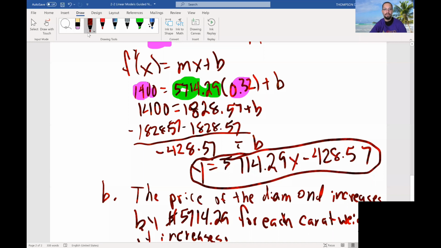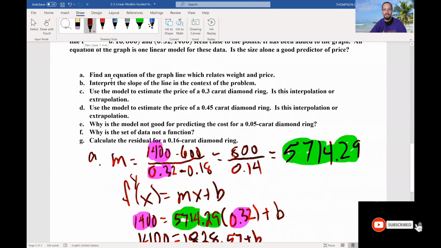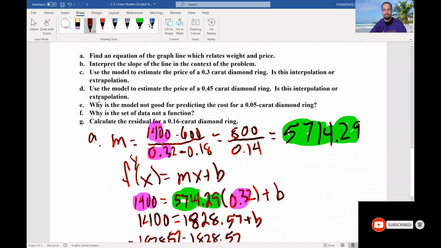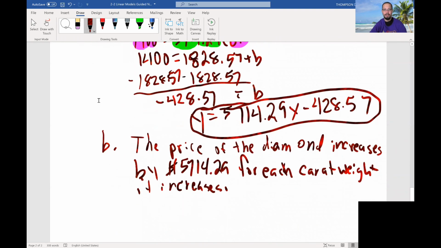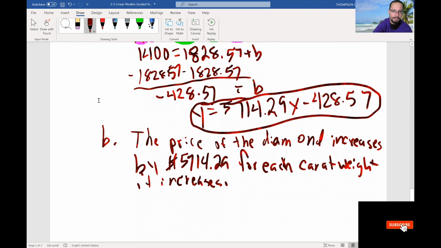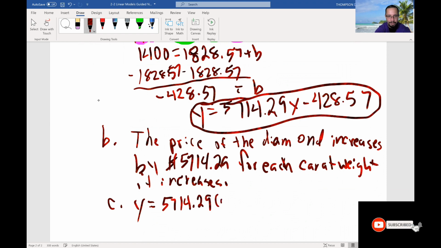Part C, use the model to estimate the price of a 0.3 carat diamond ring and determine whether this is interpolation or extrapolation. So for part C, what we're being asked to do is find the y value. So we're going to say y equals 5714.29 times 0.3, we're plugging in 0.3, minus 428.57. Use a calculator for the rest.